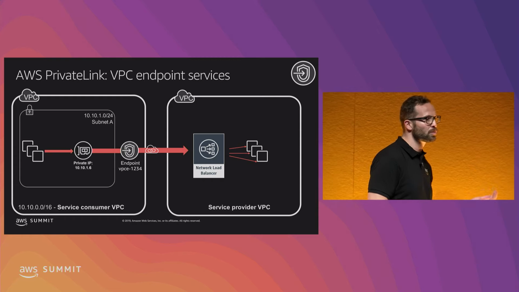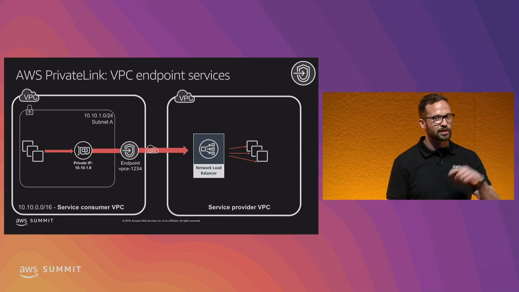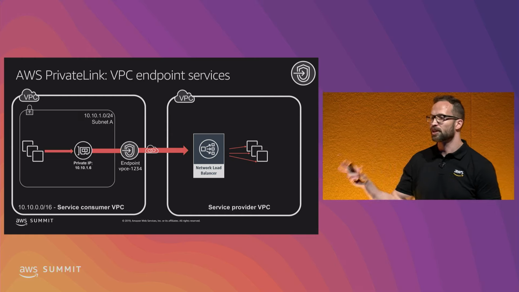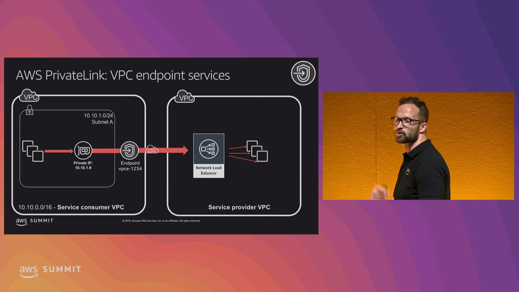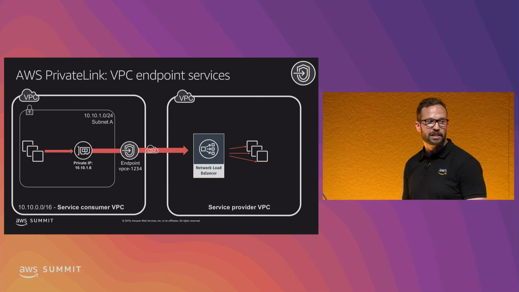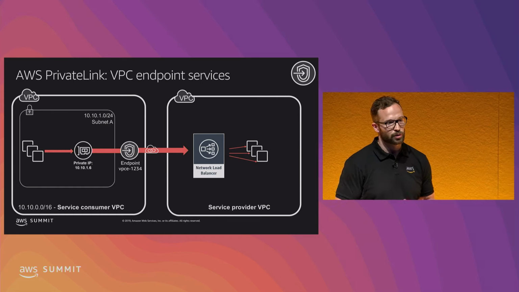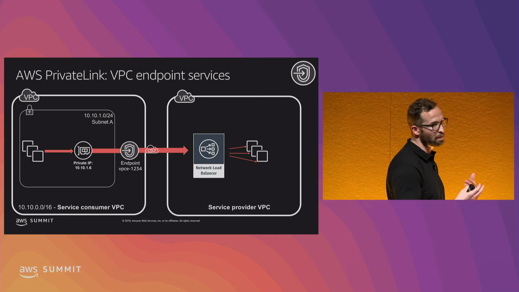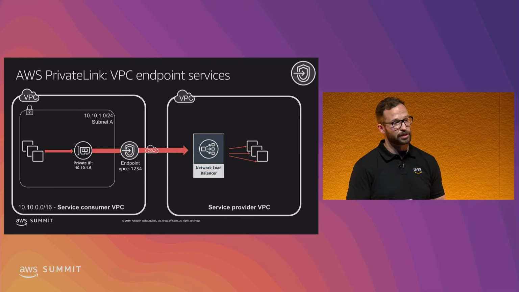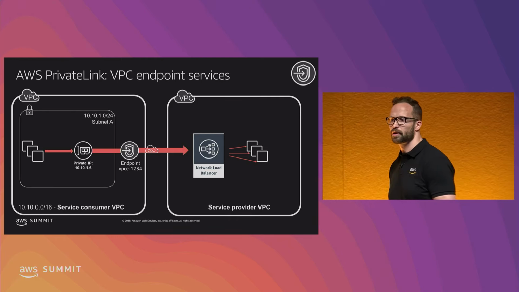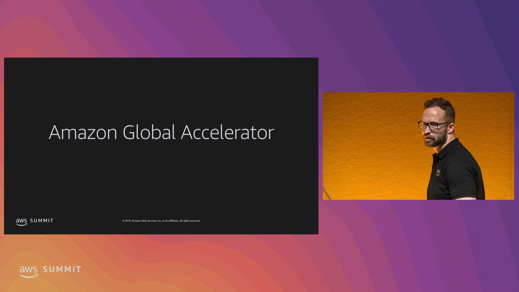Connectivity is only allowed in one direction, so only consumers can connect to the service. The service provider VPC cannot connect to the consumer VPCs. And finally, in this scenario, you no longer need to care about IP addresses anymore. So those IP addresses in the VPCs can overlap, and you can still expose the service this way.